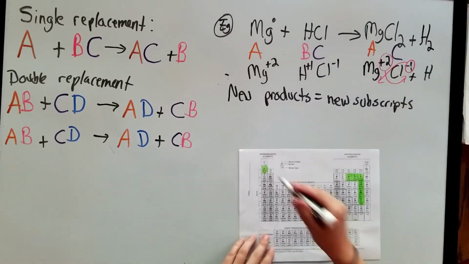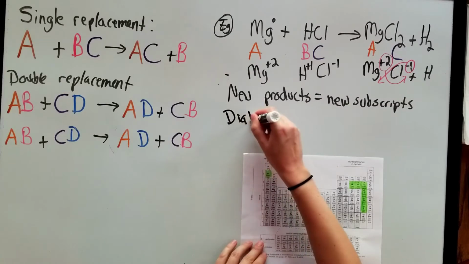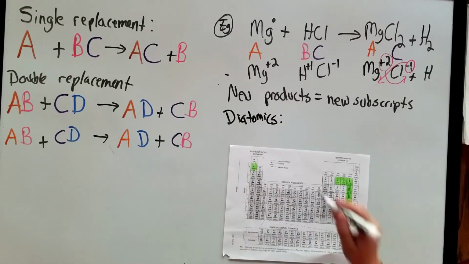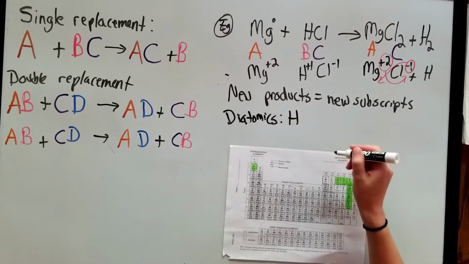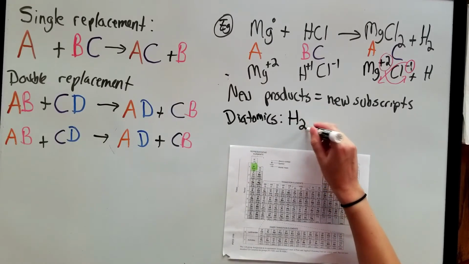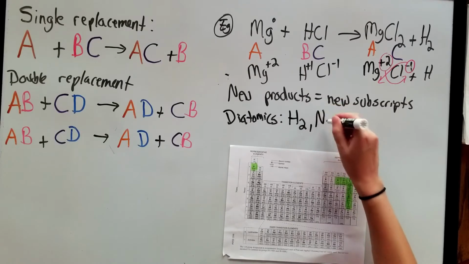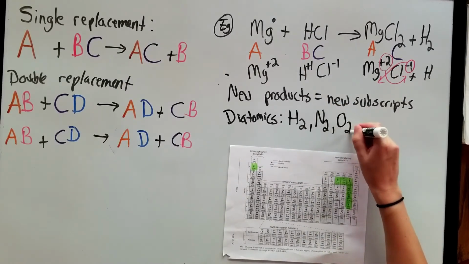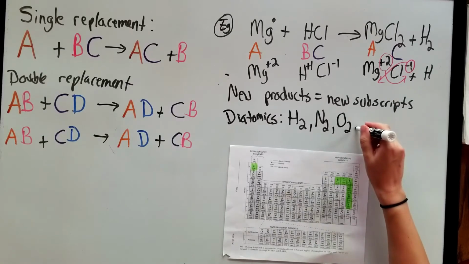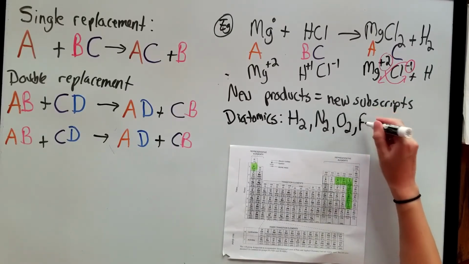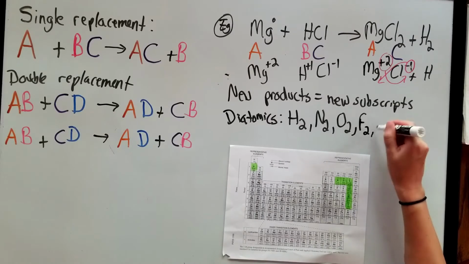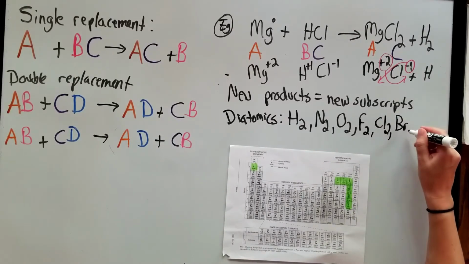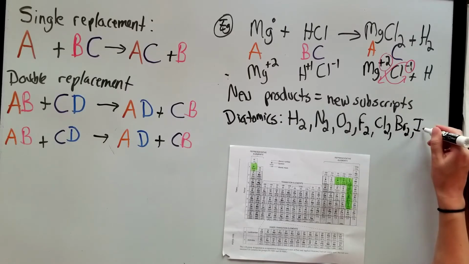So what I'm going to write down here is the list of diatomics, if you can't see my periodic table. So hydrogen, you will never see by itself. It's always going to be H2. Nitrogen, N2. Oxygen will always be O2. It'll never be just one oxygen atom sitting alone. It's not stable that way. Then we have fluorine, F2. Chlorine, Cl2. Bromine, Br2, and then iodine, I2.